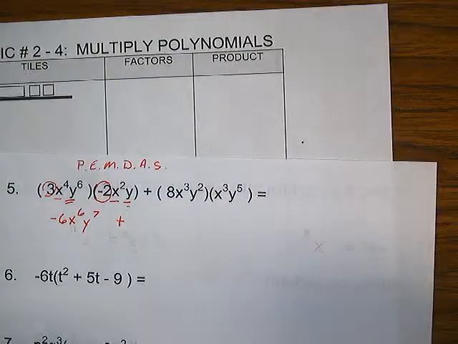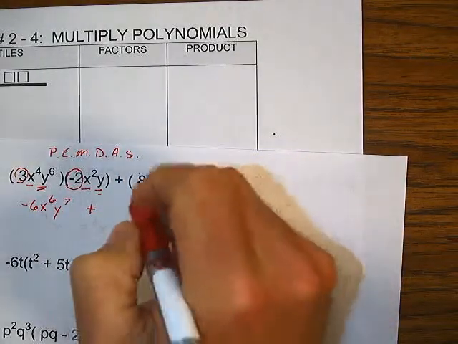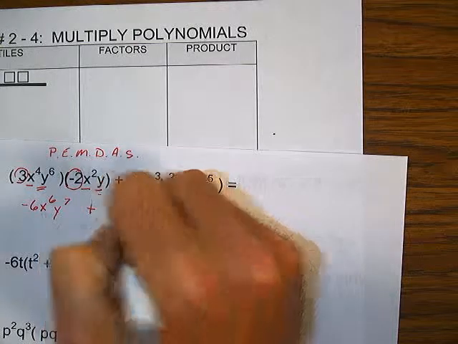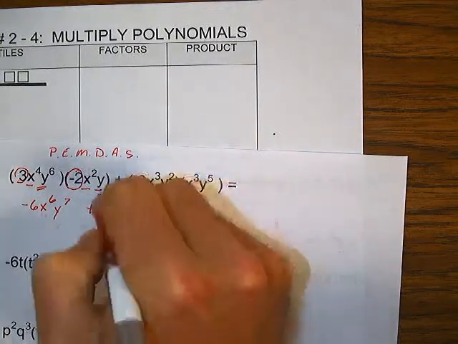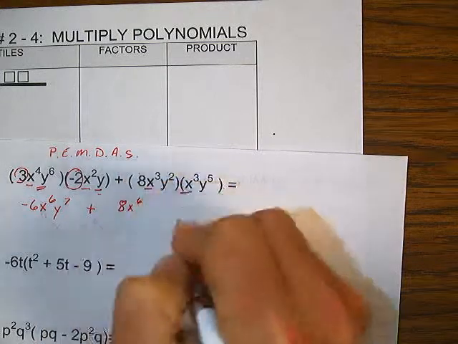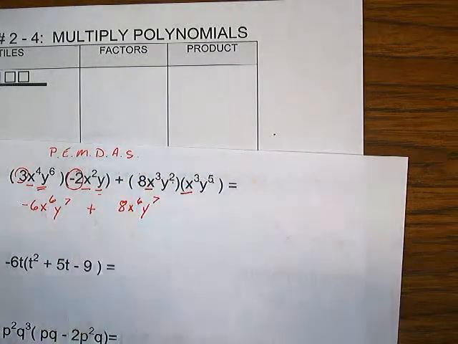Plus, now we're on the second half. The coefficients, 8 and 1. 8 times 1 is 8. x, like bases. 3 plus 3 is x to the 6th. Y to the 2 plus 5 is 7th.